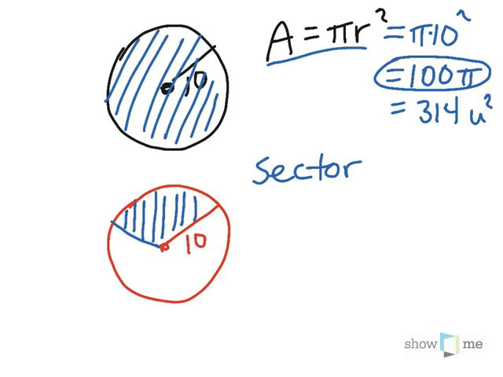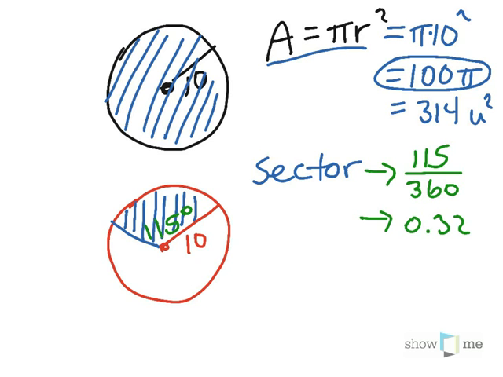And what you need to know is how big is that slice? Our sector happens to be, and I'll use the numbers that we had from before in one of our previous examples, let's say this sector is 115 degrees. So my sector is 115 out of how many degrees in a circle? Well, that would be 360. So my sector is 0.32, or basically it's 32% of the circle.